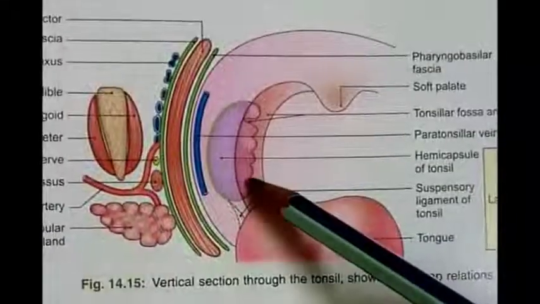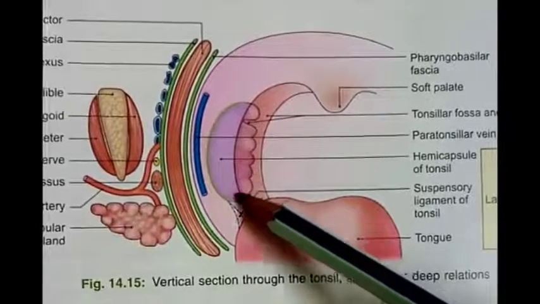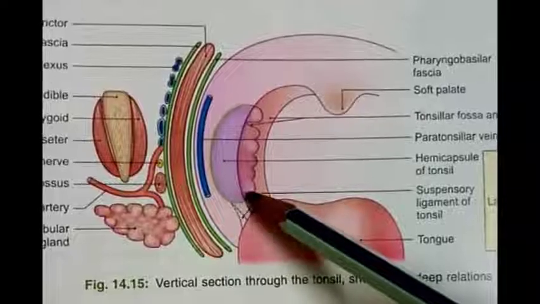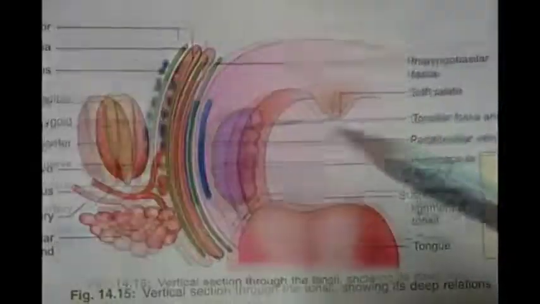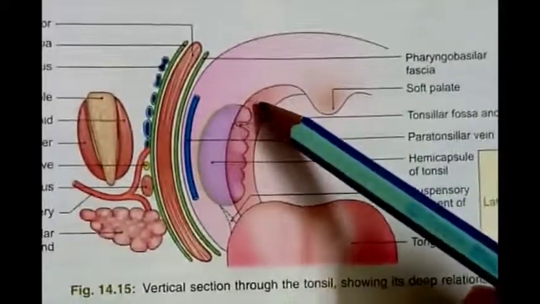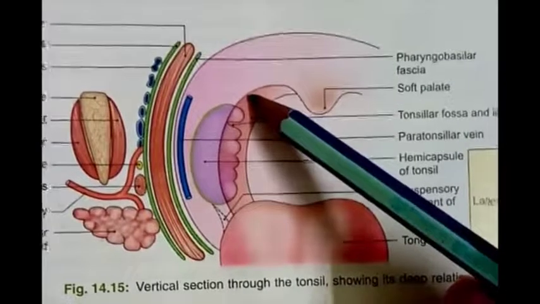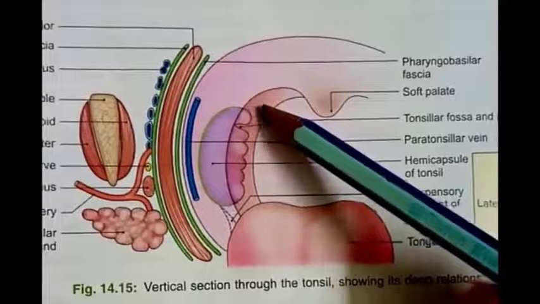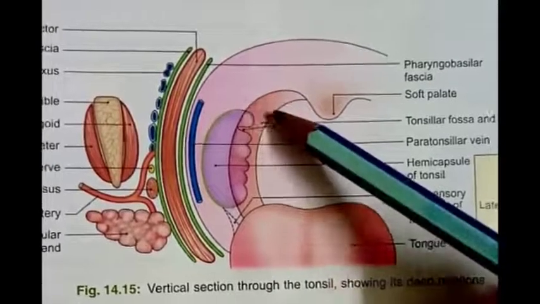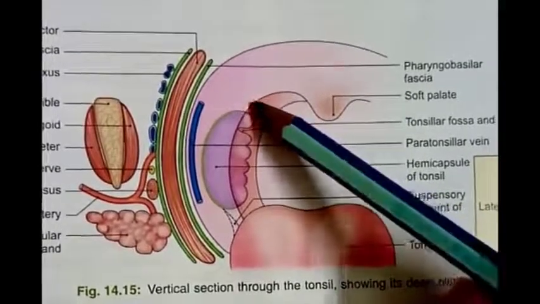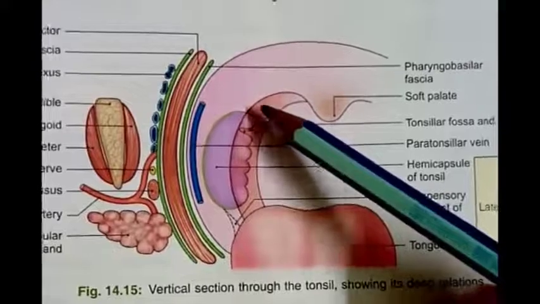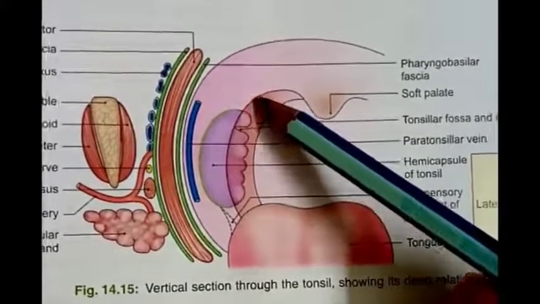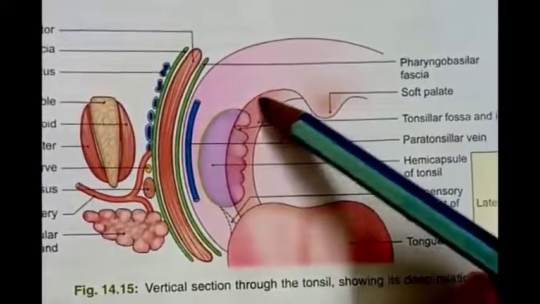Plica semilunaris is a triangular fold of mucous membrane covering the antero-inferior aspect of the tonsil. Plica semilunaris is a fold of mucous membrane present between the two arches, palatoglossal and palatopharyngeal arch, in the supratonsillar fossa or in the upper part of the tonsillar fossa.